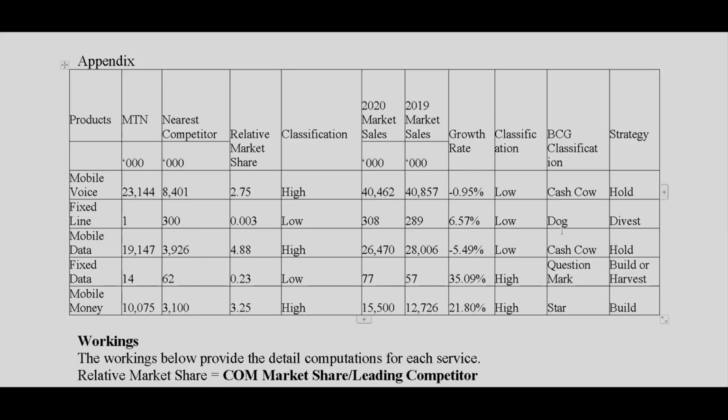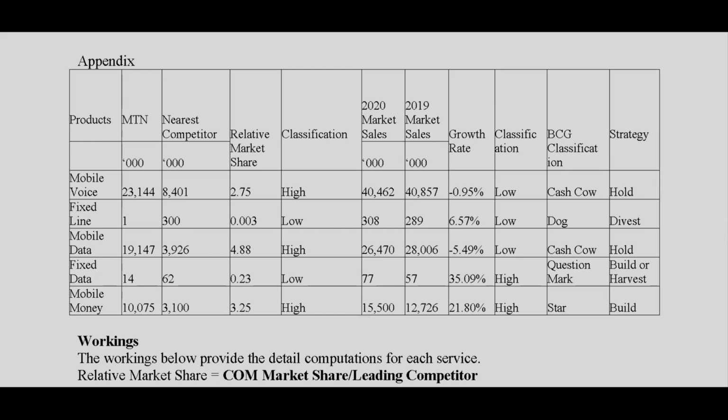Then we have fixed line. It seems fixed line had low market growth and low market share. So it will be classified as a dog. And for a dog, most of the time, it's not always the case, so when you are arguing, you need to know. But for a dog, most of the time you have to divest, meaning sell the dog. So you divest. So fixed line, nowadays people are not using landline. So you could choose to divest.